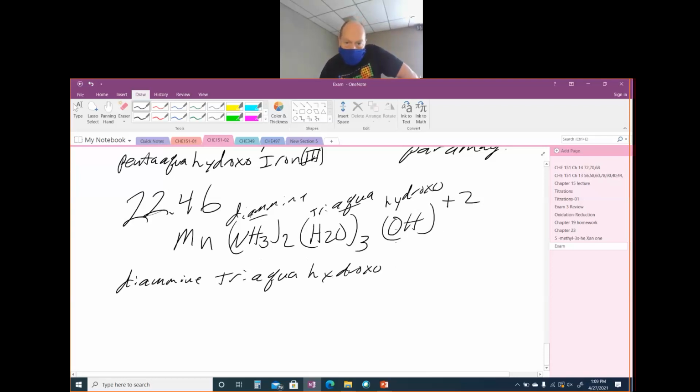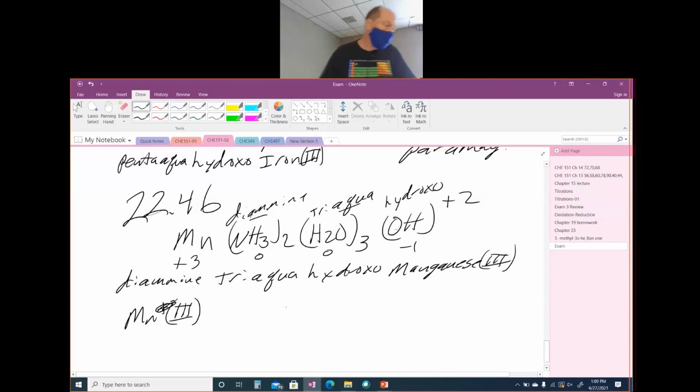and then manganese. Okay, this is a -1. That's 0. That's 0. This has to be +3. Manganese 3. All right, so the oxidation state is Mn3. I'll put it as a Roman numeral. Mn, periodic table number 25. The number above the Mn is 7. So that is a D4.